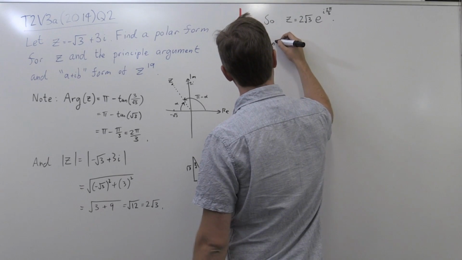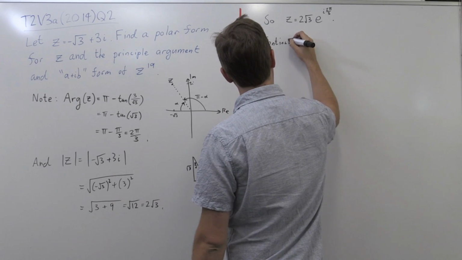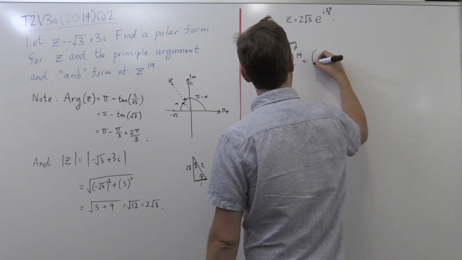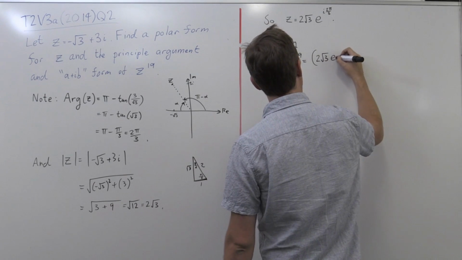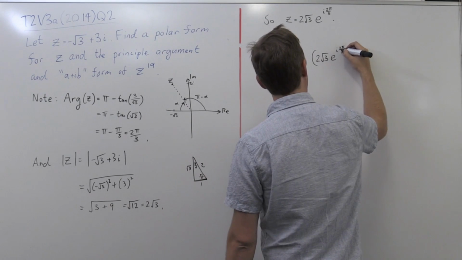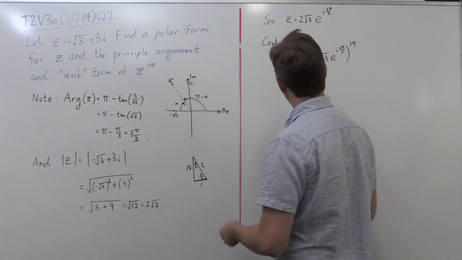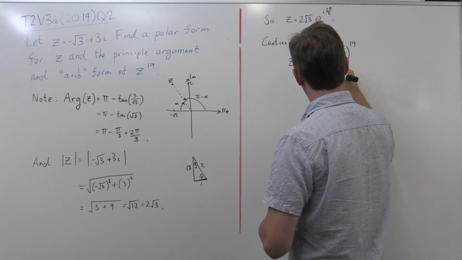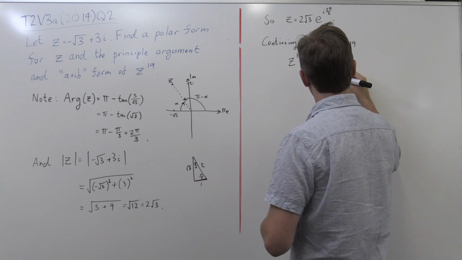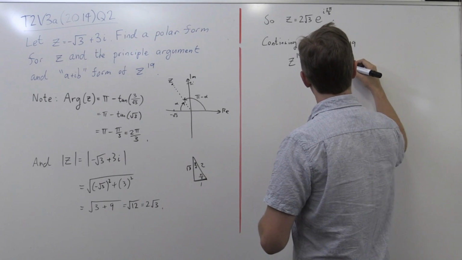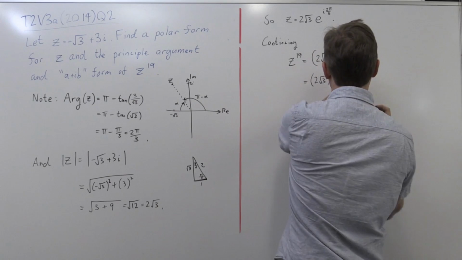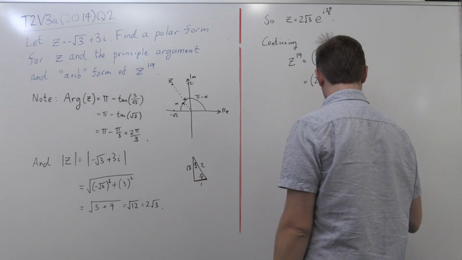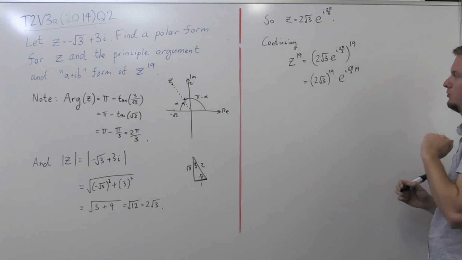So continuing, we get z to the 19. Well, I already know what z is in polar form. It's 2 root 3 e to the i 2 pi over 3, to the power of 19. Well, this just becomes 2 root 3 to the 19, e to the i, 2 pi over 3 times 19. So just multiplying those two powers together.